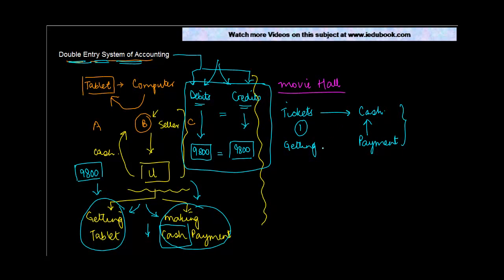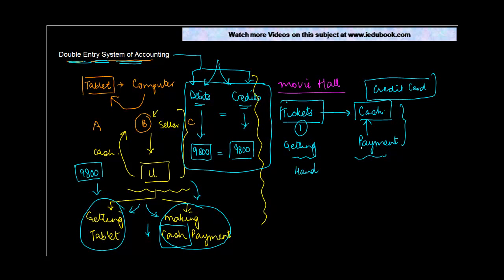Similarly, for the purchase of a ticket, when you purchase a ticket, you get a ticket in your hand. At the same time, you have to pay cash out of your hand, cash or credit card, whichever it might be. But again, there are two aspects to the transaction, and the debits are always equal to credits.